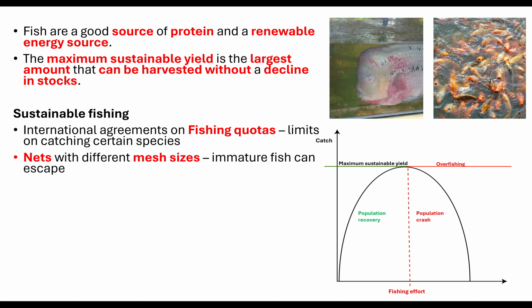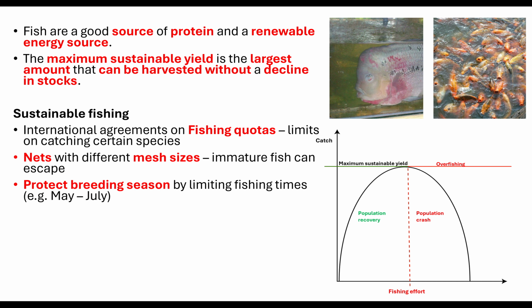Now, the other thing we can do with sustainable fishing is using nets. So if we use nets with different mesh sizes, that will ensure that any immature fish can escape. Why is that important? Well, immature fish will not have reached maturation for reproductive levels. So therefore, we want to allow the fish that are not yet at that reproductive age to still be out in the environment so that they can reproduce, producing more offspring.